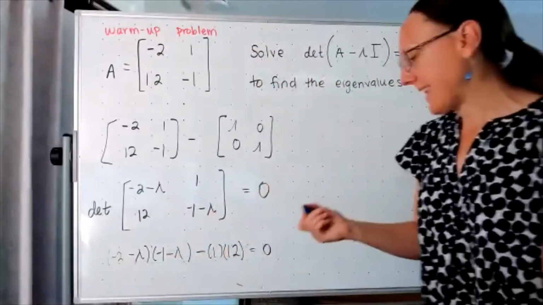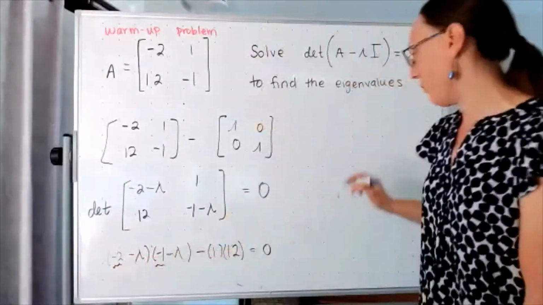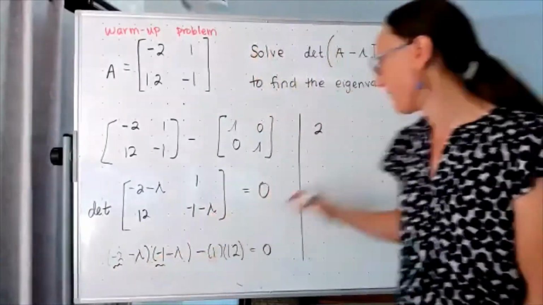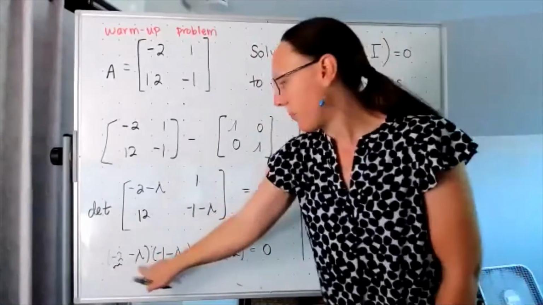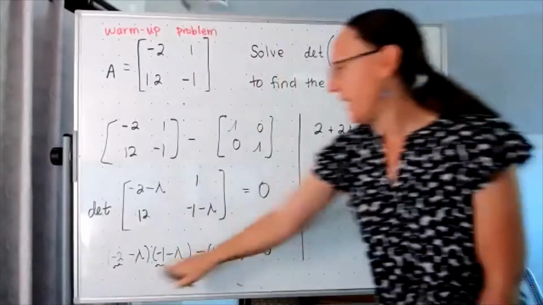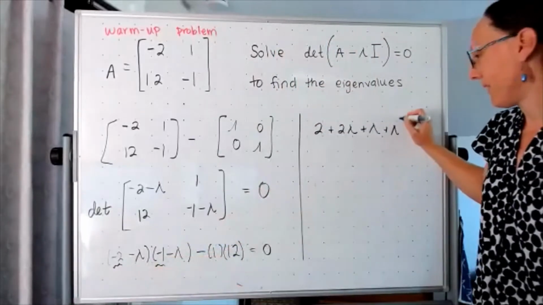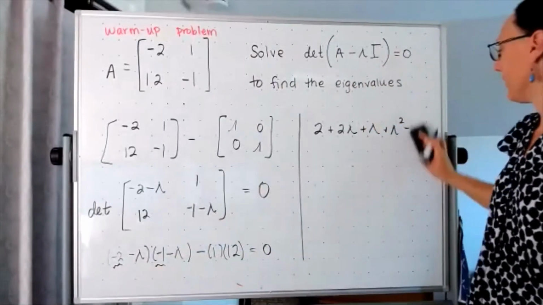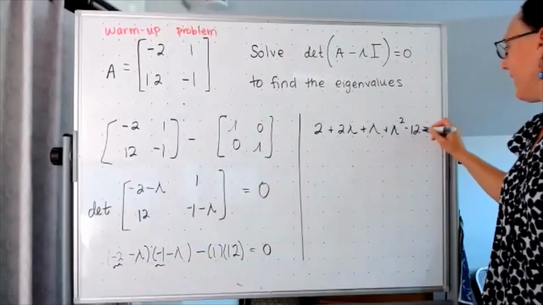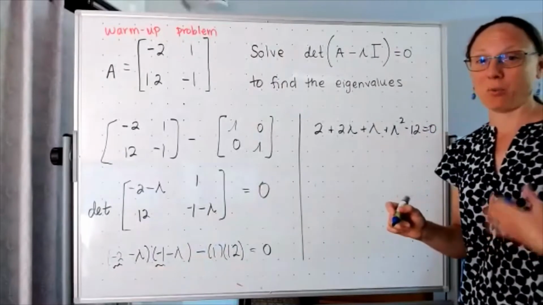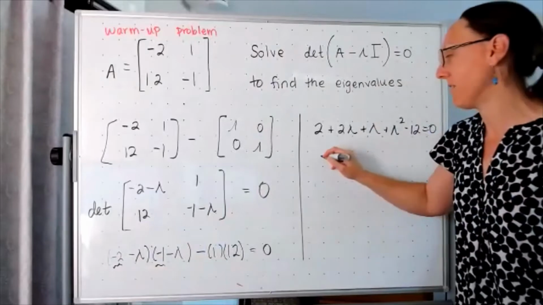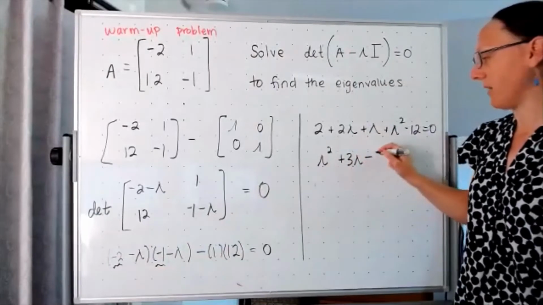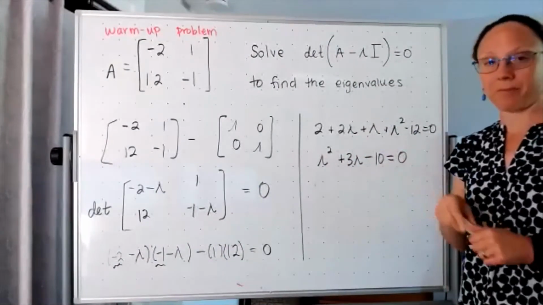When I start distributing things out here, I've got -2 times -1, so it's going to give me a +2. I will have a +2 lambda and a +1 lambda and a positive lambda squared and then -10. Oops, I wrote 10, I said 12, and -10. And that whole thing will be equal to 0. I don't know about you, but for me, my brain just factors better if I have the squared term in front. So I'm going to write this as lambda squared plus 3 lambda minus 10 is equal to 0.